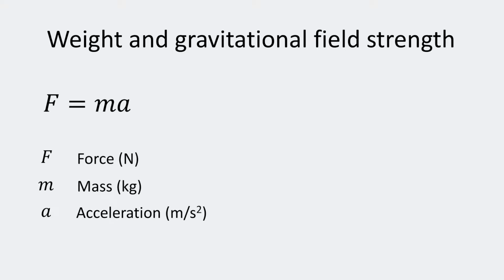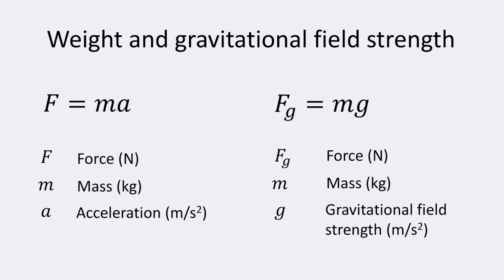So, you are all familiar with Newton's second law, F equals ma, which says that the force that an object experiences equals its mass times its acceleration. For an object on the surface of Earth, this equation can be written Fg equals mg, where Fg is the force due to gravity, m is the same mass, and g is the gravitational field strength given in meters per second squared. This Fg, force due to gravity, is what we also call weight.